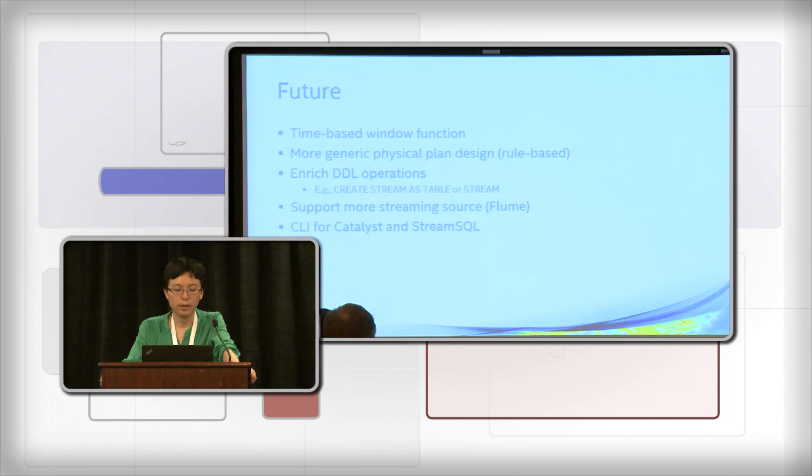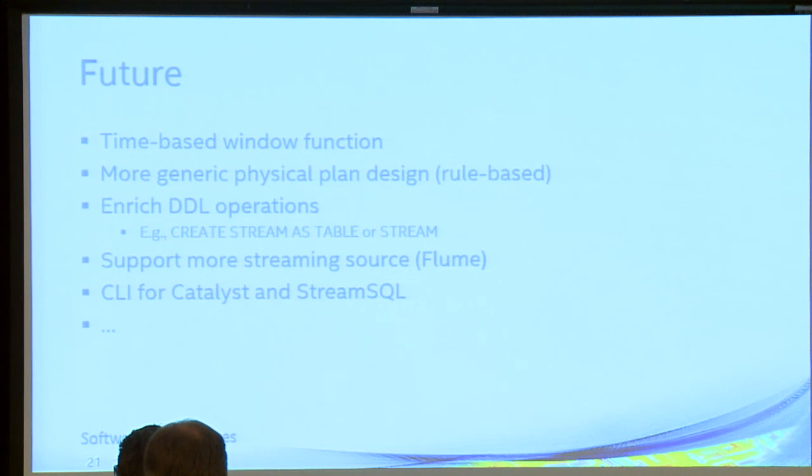Besides that, we hope to support more stream sources. I mentioned that currently we only support two types of sources: one is Kafka, and the other is the socket source. So in the near future, we hope to introduce Flume as well. And the last one is the command line interface. I think the command line interface is also ongoing work for Catalyst and Spark SQL, so I hope we can do more to enable it for Stream SQL as well. Okay, so that's for the future.